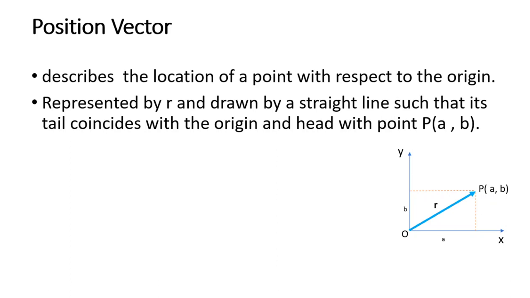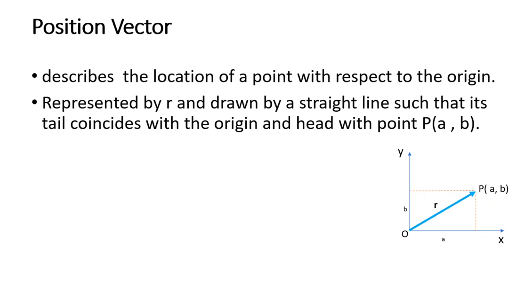In today's video, I'm going to discuss what a position vector is, and I will solve a problem related to that. It basically describes the location of a point with respect to the origin, and usually it is represented by R, the position vector, drawn by a straight line such that its tail coincides with the origin and its head with point P, where P has paired points A and B. The projections of position vector R on the x and y axes are the coordinates A and B, and they are known as rectangular components of the vector R.